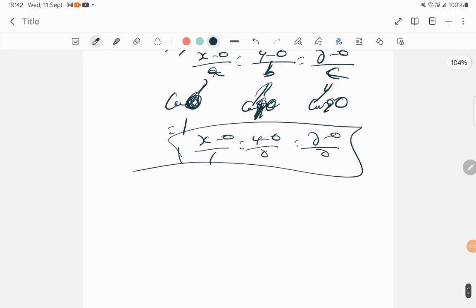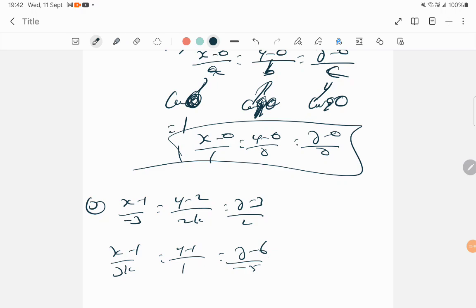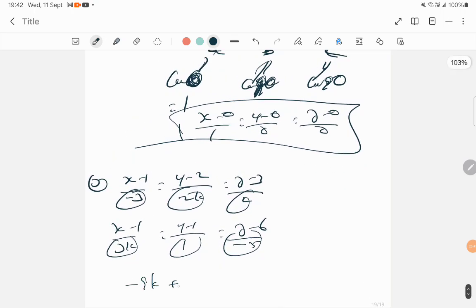World's most important sum. The third question is x minus 1 by minus 3 is equal to y minus 2 by 2k is equal to z minus 3 by 2, and x minus 1 by 3k is equal to y minus 1 by 1 is equal to z minus 6 by minus 5, perpendicular. It's in the right format, right? Just take the directions and dot product it. So it's minus 9k plus 2k minus 10 is equal to 0. Is it minus 9k? Yeah. The minus 9k plus 2k minus 10. So minus 7k minus 10 is equal to 0. Minus 7k is equal to 10. k is equal to minus 10 by 7.